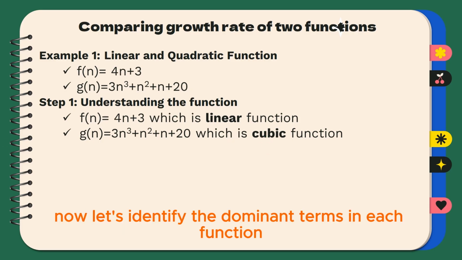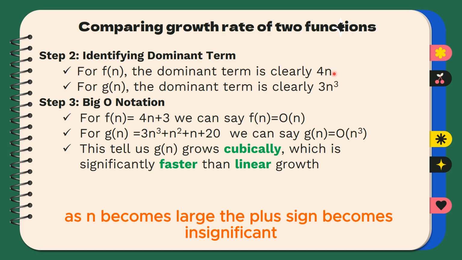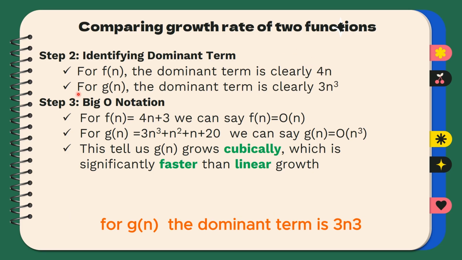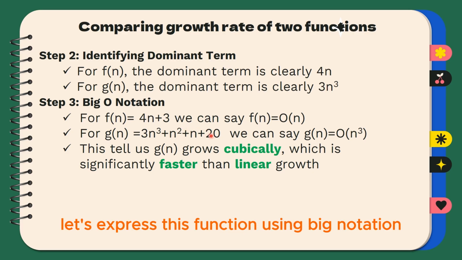Now, let's identify the dominant terms in each function. For f of n, the dominant term is clearly 4n. As n becomes large, the plus 3 becomes insignificant. For g of n, the dominant term is 3n cubed. The other terms n squared, n and the constant 20 will have less impact on the growth rate as n gets larger.